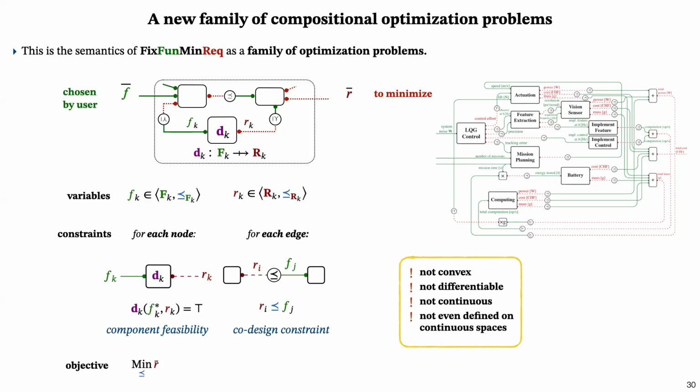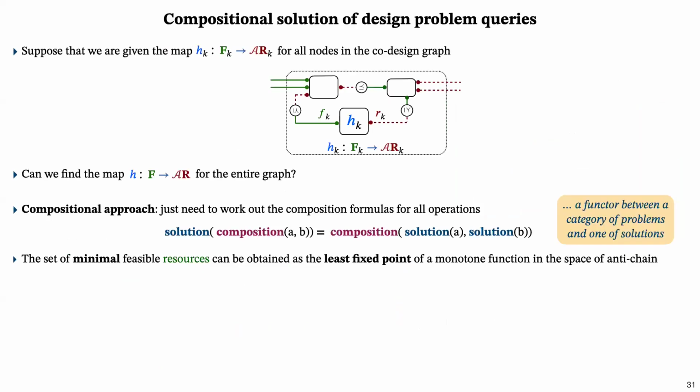So I want to note for the optimization folks in the room, this is unfortunately not convex. You can think about a convex version, but it's very strange to think about it. It's not differentiable, not continuous, and actually not even defined on continuous spaces. You could have a mix. So typically, people will say, okay, let's go and find another problem to solve. But this is the success story of category theory in this context.